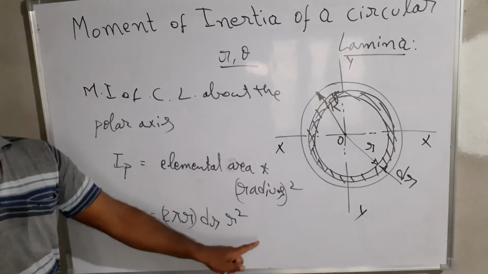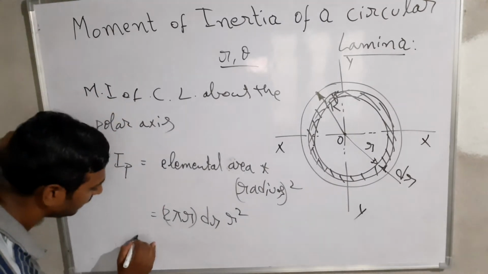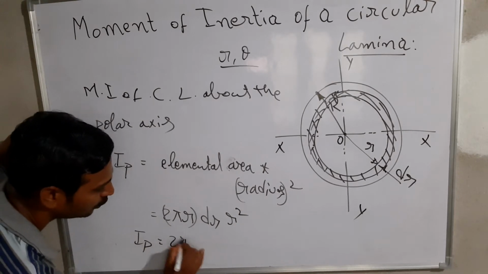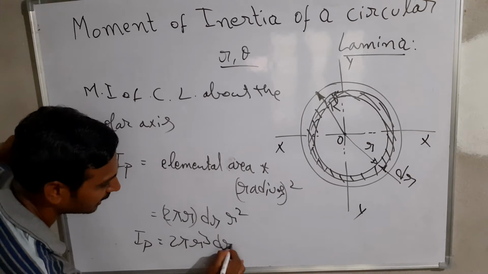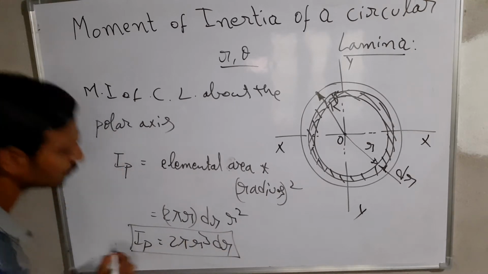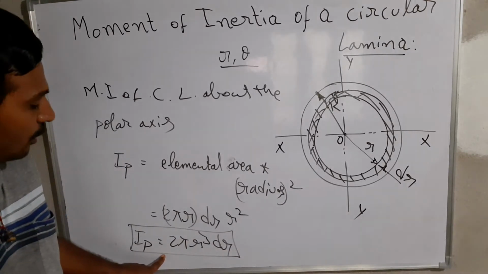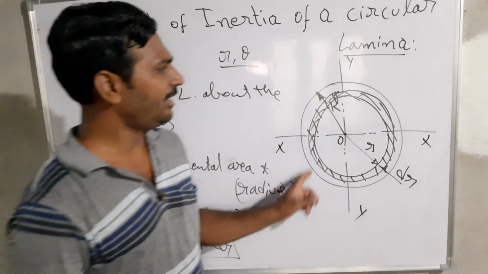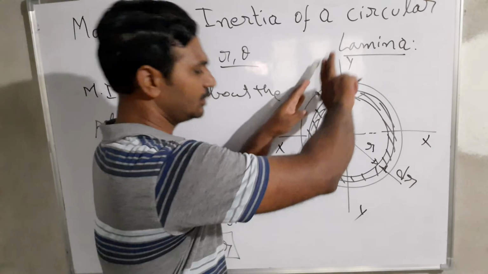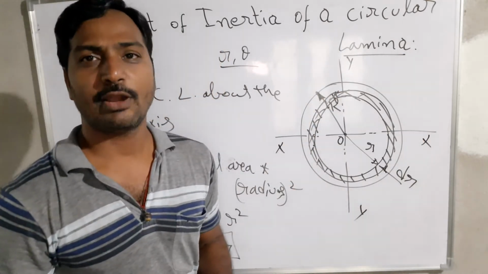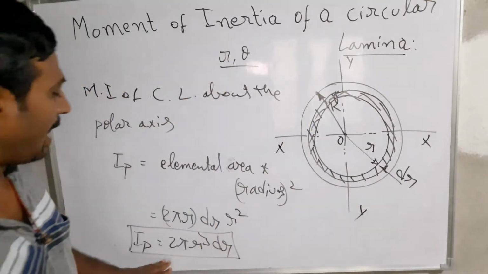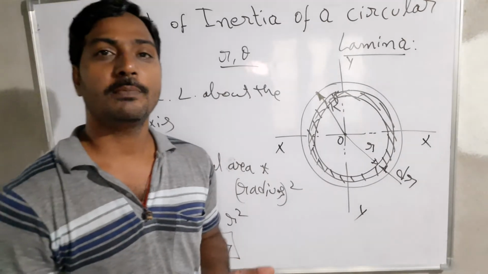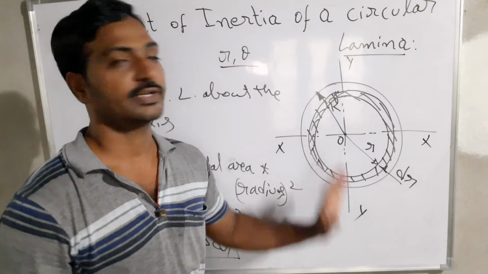So this is going to be the r square. Then finally, the polar moment of inertia for the elemental strip is equal to 2 pi r cube dr. So this is only the polar moment of inertia for the elemental strip. Now I need the polar moment of inertia for the entire circular lamina, so I am going to integrate with respect to r from 0 to r, so that I can calculate the polar moment of inertia for this circle.